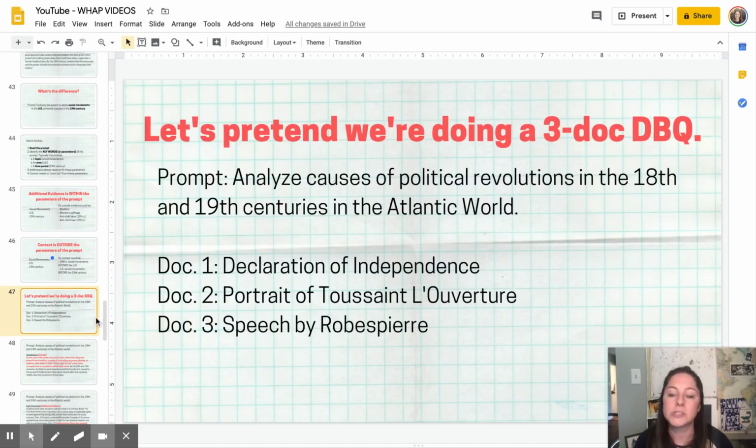Okay, let's do this one more time with another prompt. Let's pretend we're doing a 3-document DBQ. Let's pretend the prompt is to analyze the causes of political revolutions in the 18th and 19th centuries in the Atlantic world. And we have these 3 documents. I'm not going to actually come up with these documents. Let's just pretend that they're there. So I could do context in one of 2 ways. I think the easiest way to do context is just to contextualize the prompt before you start really writing. So you basically are contextualizing your thesis statement, which means context would be the first thing in your essay. It might not be the first thing you write. You might go back and add it later, but it's the first thing the reader is going to read.